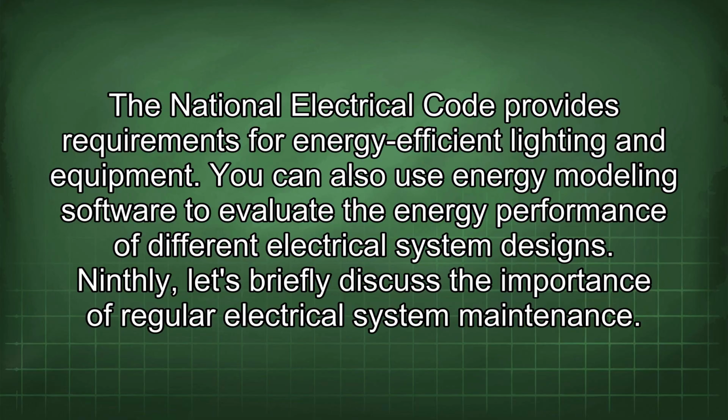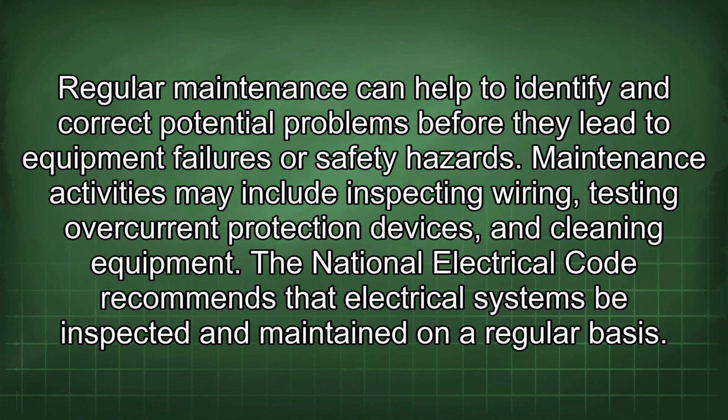Ninthly, let's briefly discuss the importance of regular electrical system maintenance. Regular maintenance can help to identify and correct potential problems before they lead to equipment failures or safety hazards. Maintenance activities may include inspecting wiring, testing overcurrent protection devices, and cleaning equipment. The National Electrical Code recommends that electrical systems be inspected and maintained on a regular basis.